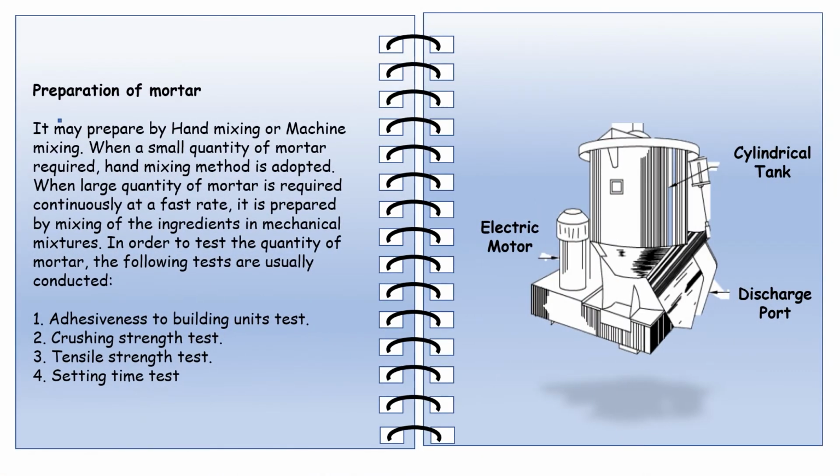Properties of mortar. It may be prepared by hand mixing or machine mixing. When a small quantity of mortar is required, the hand mixing method is adopted. When a large quantity of mortar is required continuously at a fast rate, it is prepared by mixing of ingredients in mechanical mixers. In order to test the quality of mortar, the following tests are usually conducted: adhesiveness to building units test, crushing strength test, tensile strength test, setting time test.